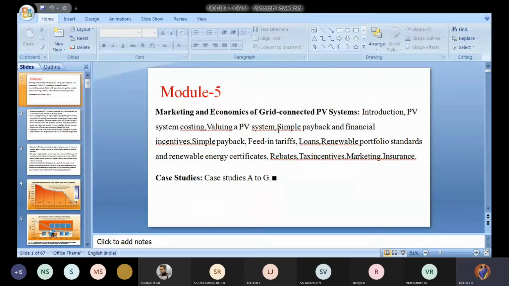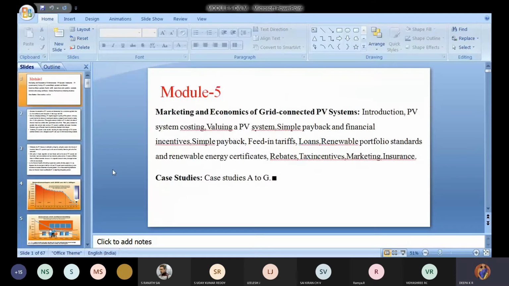Next we have all the schemes, the different schemes. In that case, we have simple payback and financial incentives, simple payback and feed-in tariffs, loans, renewable portfolio standards, and renewable energy certificates, rebates, tax incentives, marketing, insurance. So these are almost all technical terms that you are going to use for solar energy. Okay, so we'll go with the first topic.